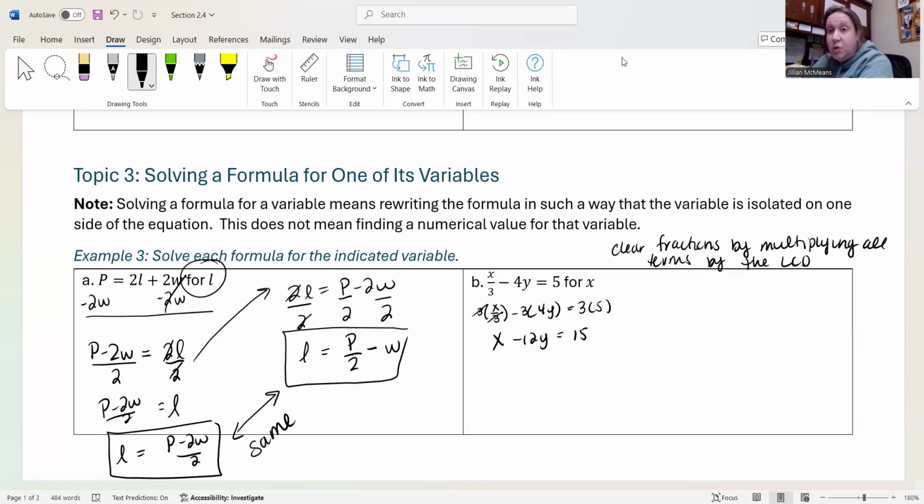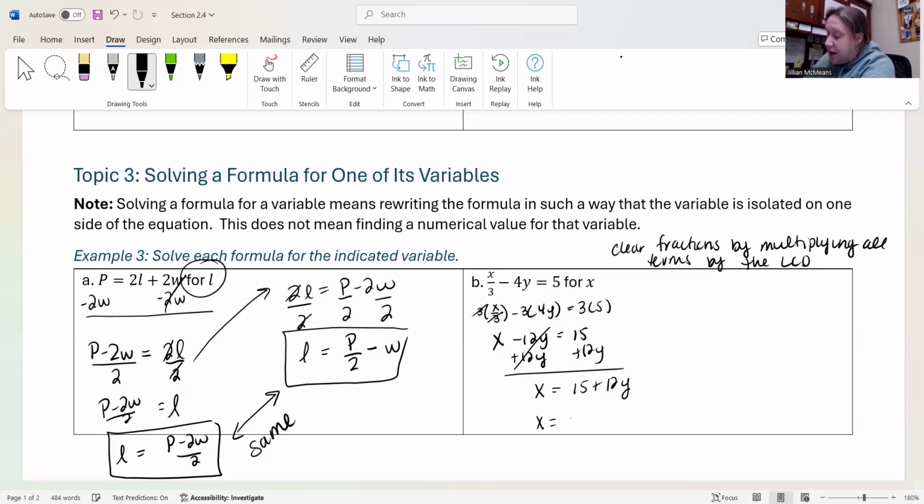Okay, so we want to get the x by itself. The minus 12y is an issue. We undo subtraction with addition. So I'm going to add 12y. Negative 12y plus 12y on the left just cancels to become 0. Negative 12y plus 12y is 0. x minus 0 is just x. So there's our single positive x. And then that's going to equal 15 plus 12y.